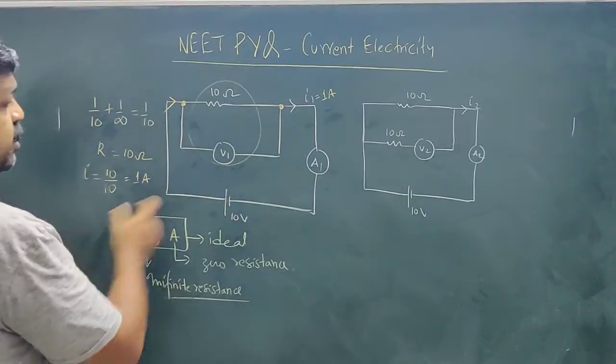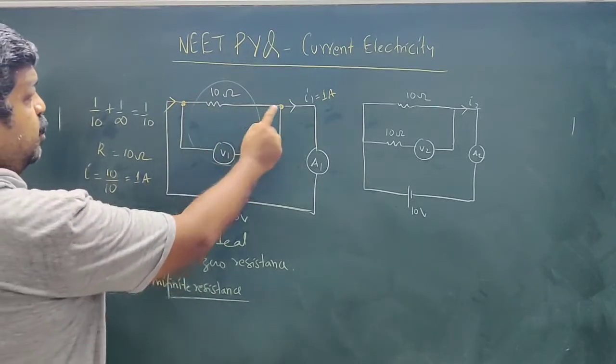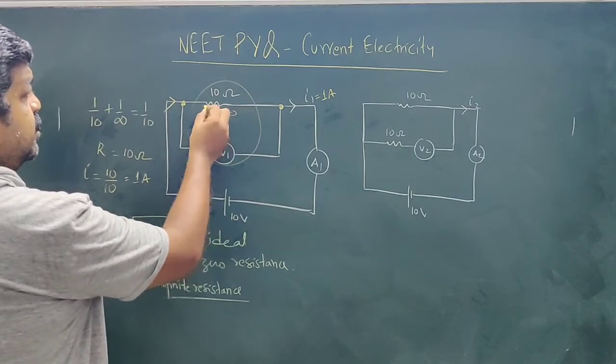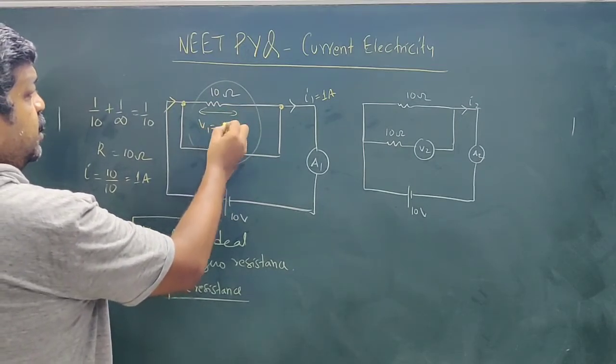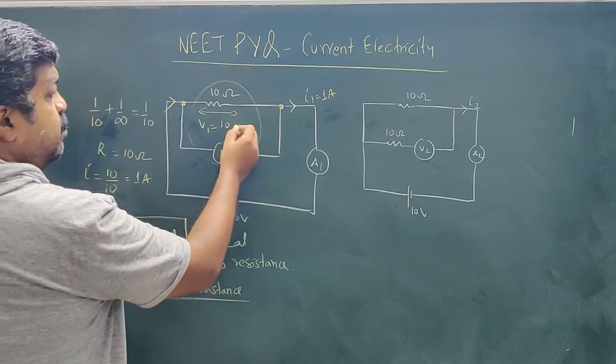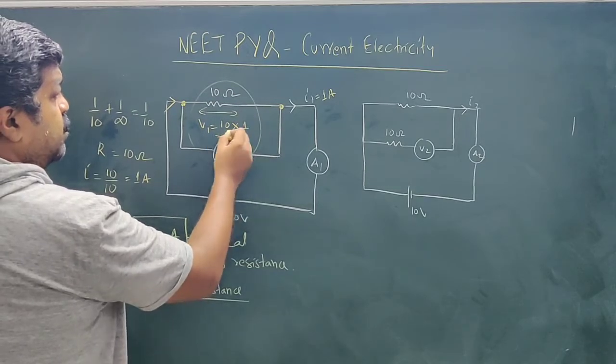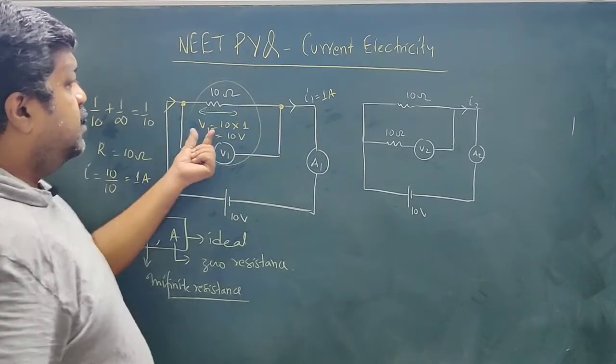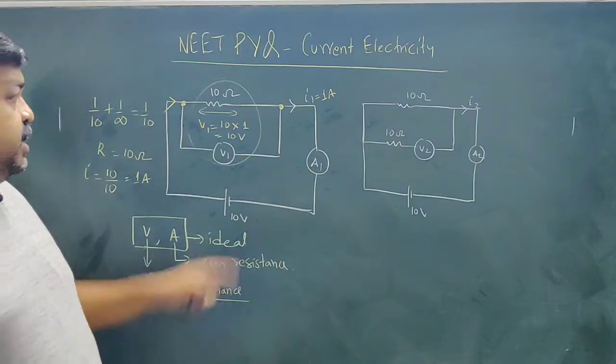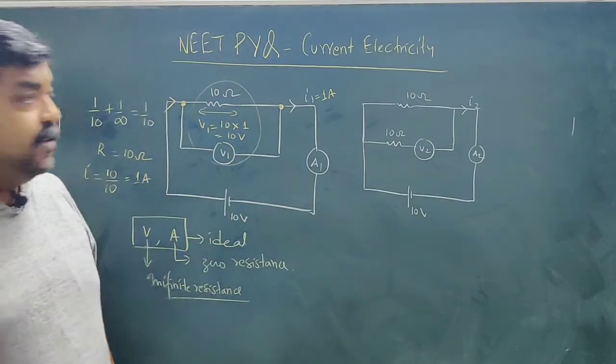And this 1 ampere current is flowing through this 10 ohm resistance. So this voltage V1 will be 10 ohm into 1 ampere, which is equal to 10 volt. So V1 is equal to 10 volt. Okay, so this is for this circuit.